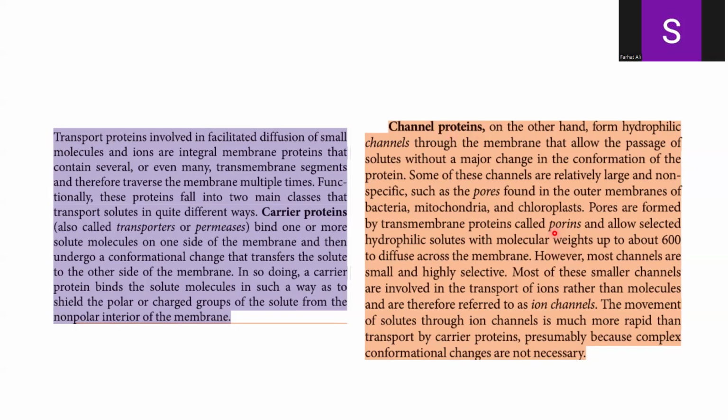So the channel proteins are selective in terms of the types of molecules they transport. One group of porins are called the aquaporins, and aquaporins are important for the movement of water molecules across the membrane. Then there are specialized channels for the transport of different types of ions. These are called the ion channels.